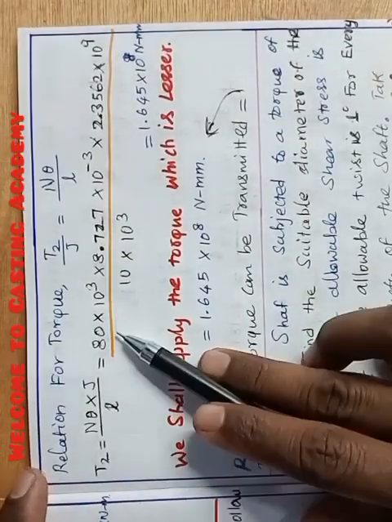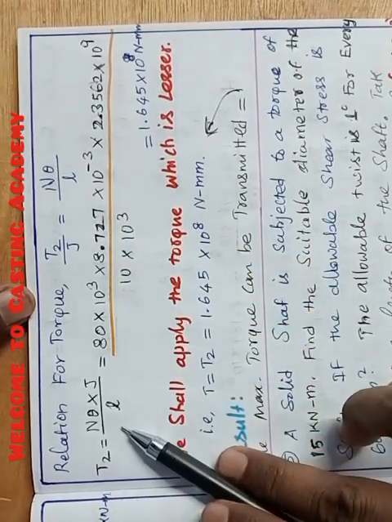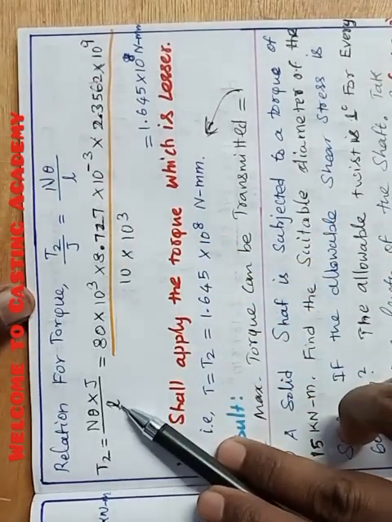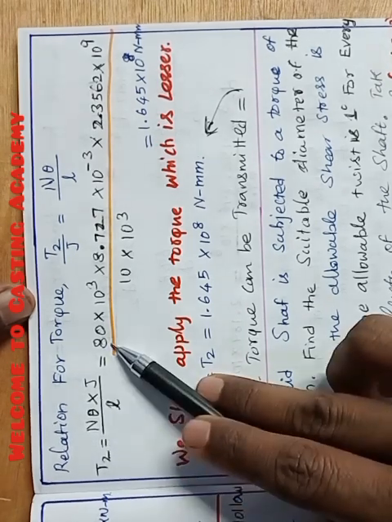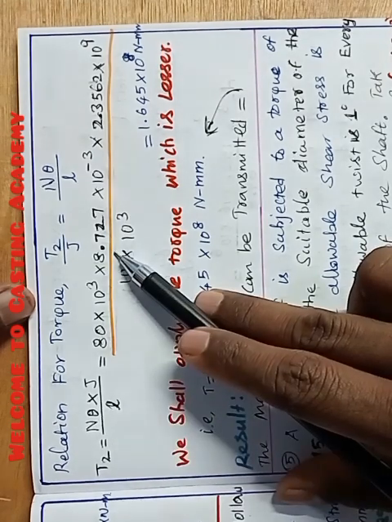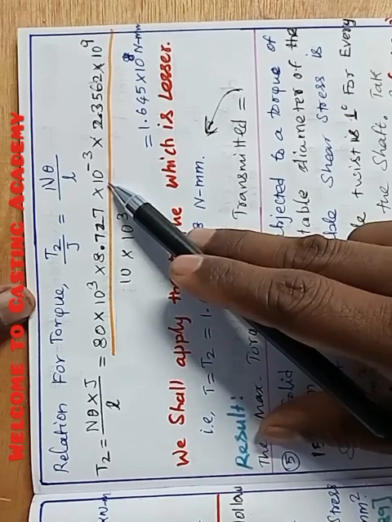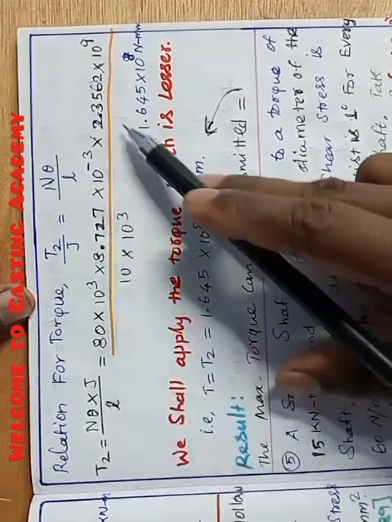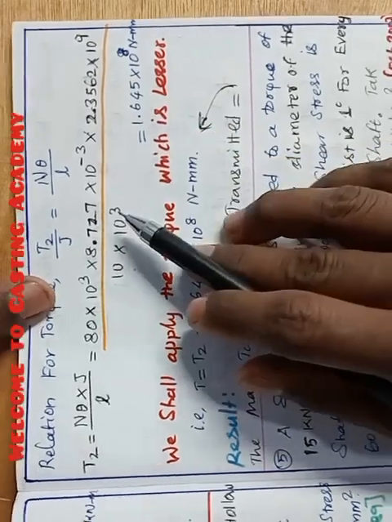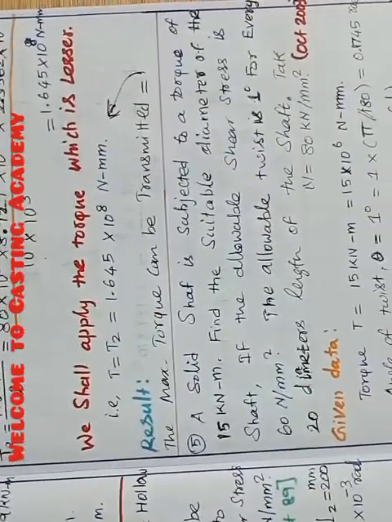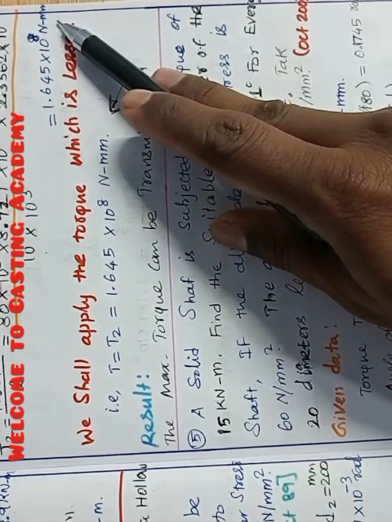So the relation for torque, we know T by J equal to N theta by L. Just put T equal to N theta into J divided by L. So put the values of N as 80 into 10 power 3, theta as 8.727 into 10 power minus 3, and J as 2.3562 into 10 power 9, divided by 10 into 10 power 3 as the length. So finally we got the answer of 1.645 into 10 power 8 Newton mm.